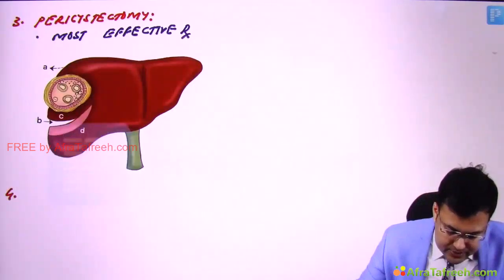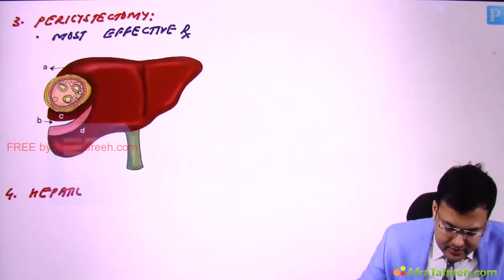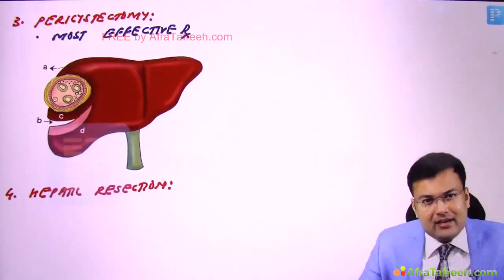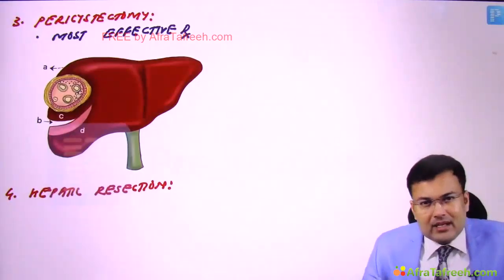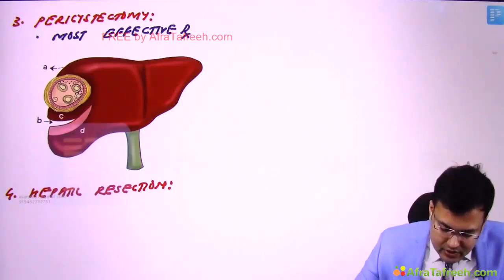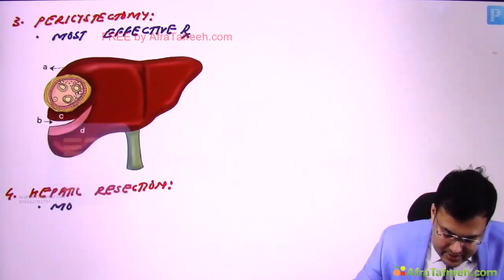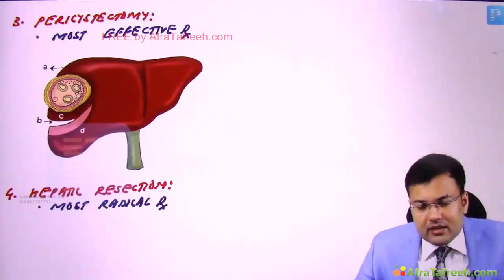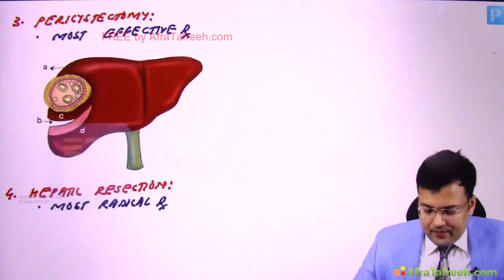Fourth treatment option is hepatic resection. Hepatic resection is the most radical treatment. Suppose one segment is containing the cyst, you are going to excise that whole segment. So this is the most radical treatment. Clear? So these are the surgical treatment options for hydatid cyst.